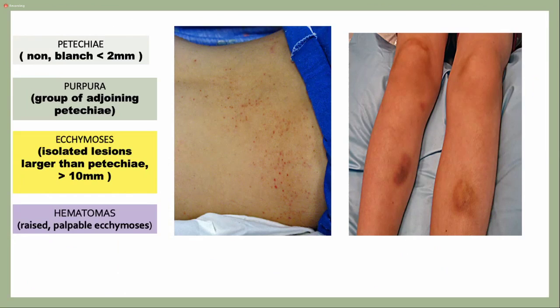From this picture, the first picture shows the appearance of petechiae. Petechiae are a non-blanching appearance less than 2 millimeters in size, while purpura is a group of adjoining petechiae. Ecchymosis is the second picture. It is an isolated lesion larger than petechiae, with a diameter of more than 10 millimeters, and hematoma is described as a raised and palpable ecchymosis.